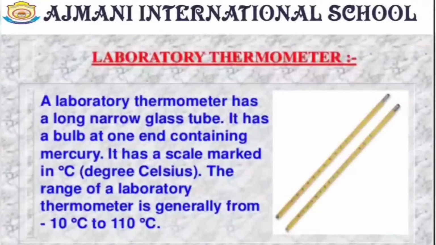The working mechanism of it is the same as the clinical thermometer. It measures temperature by the rise or fall of the mercury, but it does not have a bend or a kink present in it. It generally measures the temperature between -10 degrees Celsius to 110 degrees Celsius.